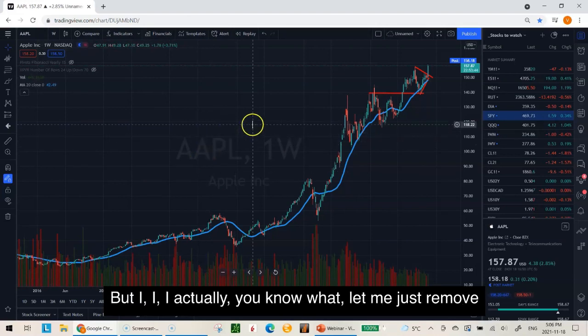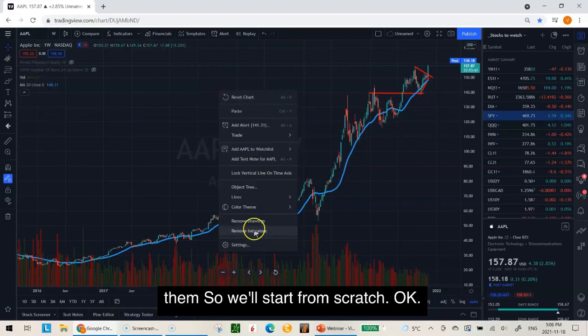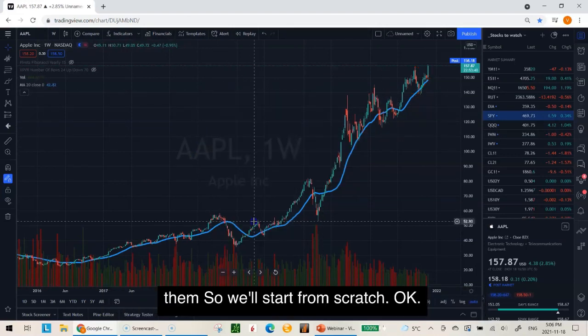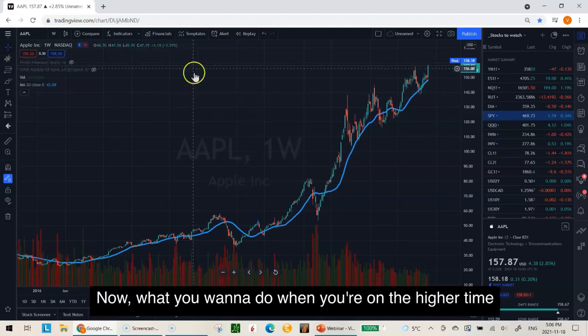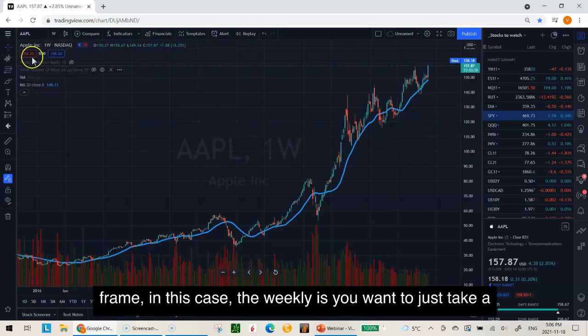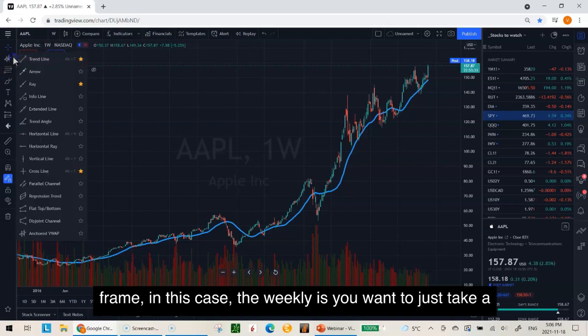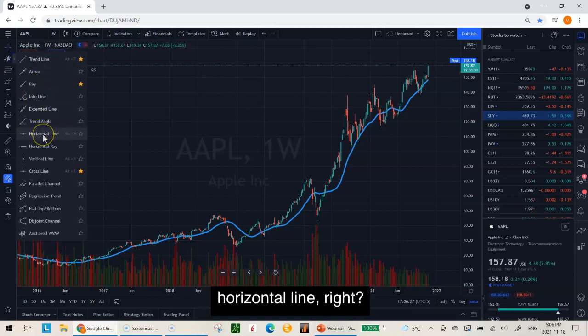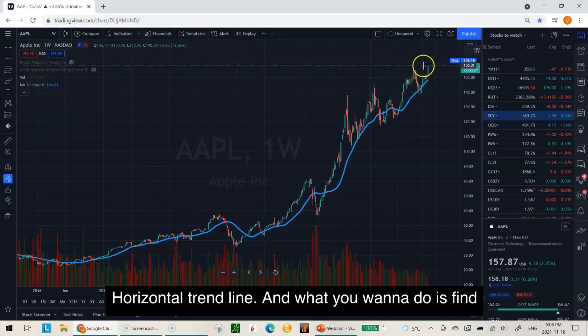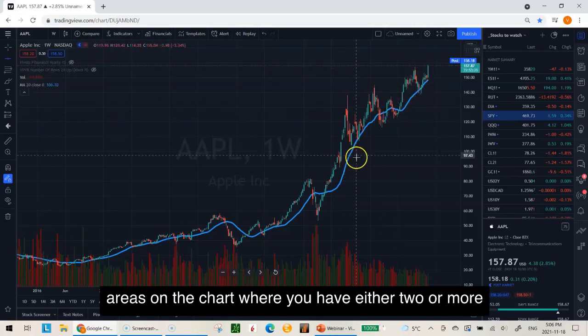Now, I'm just going to leave these red trend lines on for now, just so you can see how they come together. But I actually, you know what? Let me just remove them. So we'll start from scratch. Okay. Now, what you want to do when you're on the higher time frame, in this case, the weekly, is you want to just take a horizontal trend line.